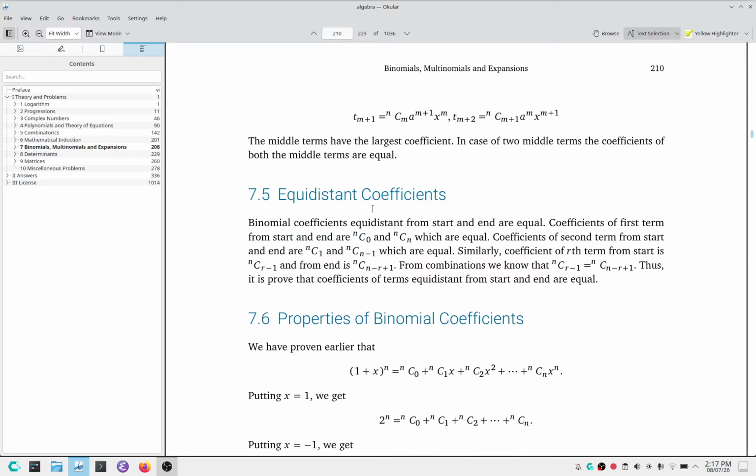Now we look at equidistant coefficients. Binomial coefficients equidistant from start and end are equal. Pay attention to this fact. The coefficients of the first term from start and end are nC0 and nCn, which are equal. The coefficients of the second term from start and end are nC1 and nC(n minus 1), which are equal. Similarly, the coefficient of the rth term from the start is nC(r minus 1) and from the end is nC(n minus r plus 1). From combinations, we know that nC(r minus 1) is equal to nC(n minus r plus 1). Thus it is proven that coefficients of terms equidistant from start and end are equal.